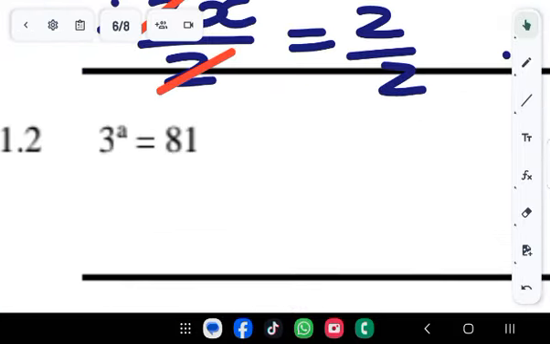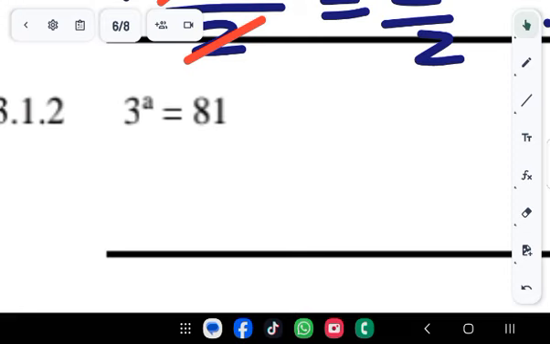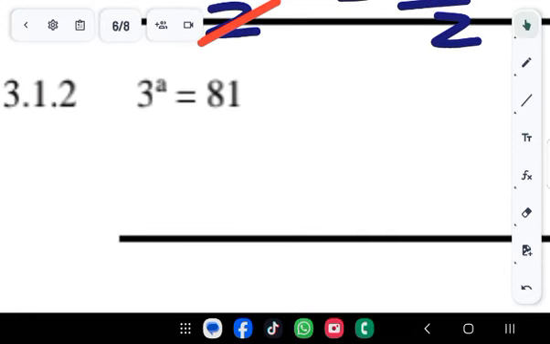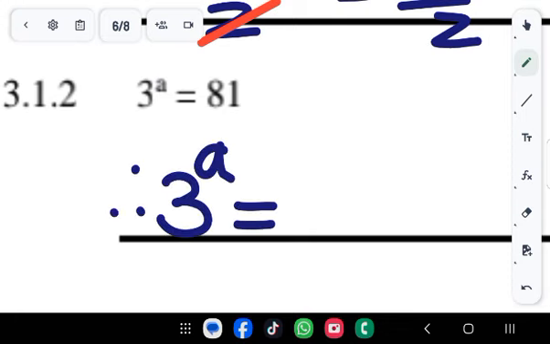Now 3 to the power of a equals 81. What you do with this exponential equation is you express 81 as a power with the base 3. If you're not sure what to do, you go to your calculator and you type 81, then shift and then the fact button with the many dots just below the square root sign, and that will give you 3 to the power of 4.